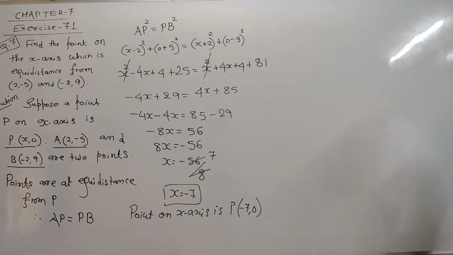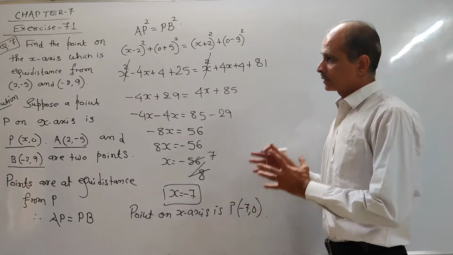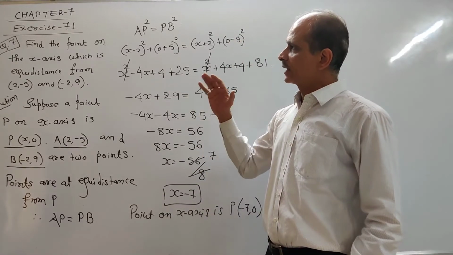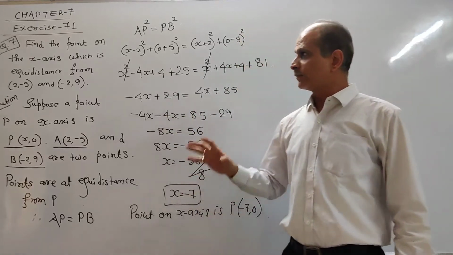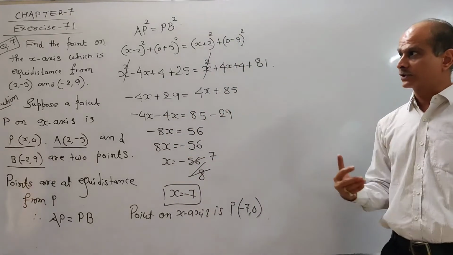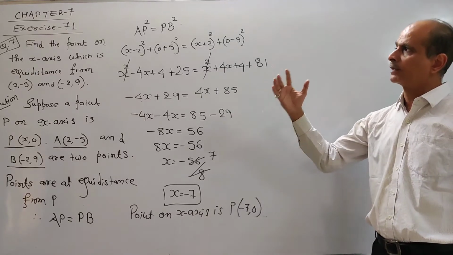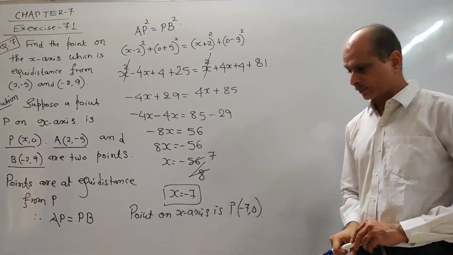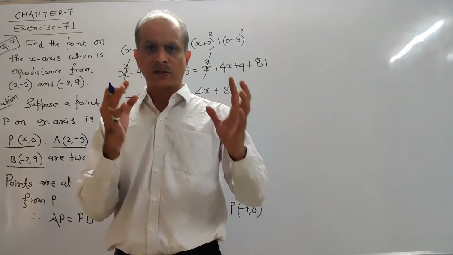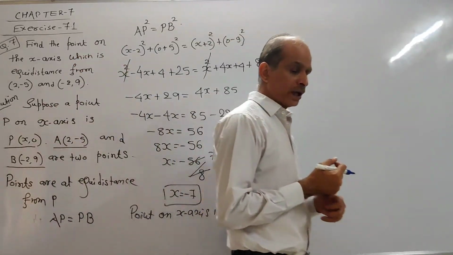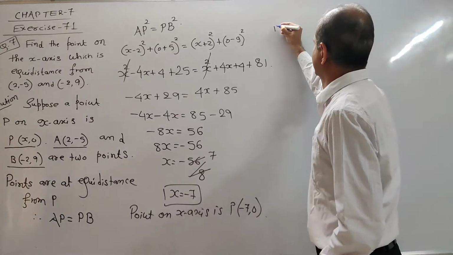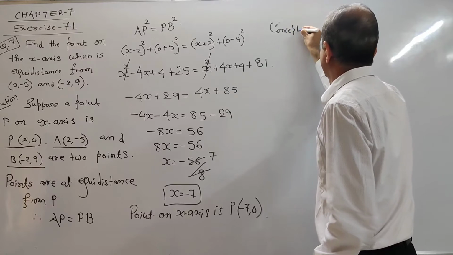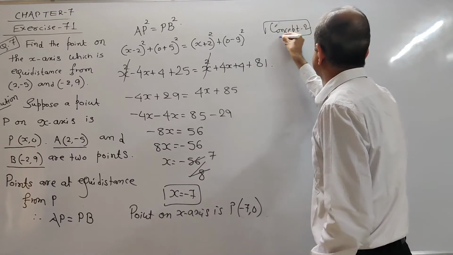So this is about exercise number 7.1. In your syllabus, the first 3 illustrations and examples 1 to 7 are there. We have already solved the first, second and third illustrations as well as all 7 examples of exercise number 7.1. Now, there are 2 concepts in exercise number 7.2. The name of the first concept is section formula. Concept number 2, section formula.